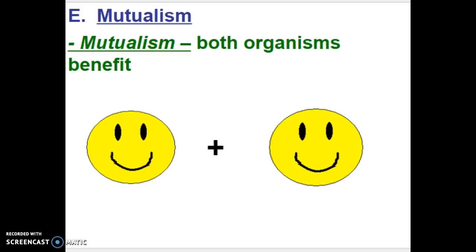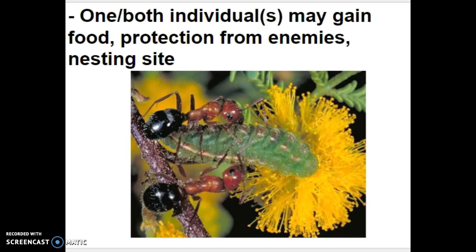Mutualism. This is a relationship where both organisms benefit. So they're both getting a win-win situation. They both get something out of the relationship. One or both individuals may gain food or protection from enemies or a nesting site, but they're both getting a positive benefit from their relationship.